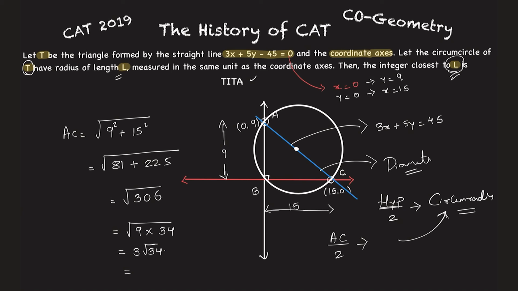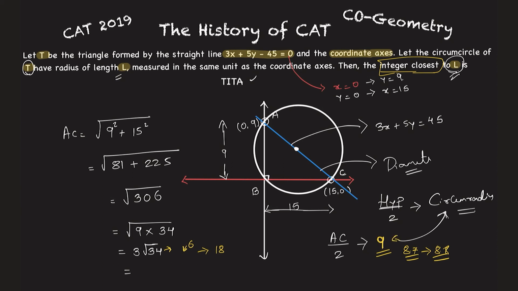So the square root of 34 is close to 6 but less than 6, because the square root of 36 is 6. If I consider this to be 6, 6 into 3 will be approximately equal to 18, and 18 divided by 2 will be equal to 9. But this will not be exactly 9, it will be slightly less than 9, say 8.7 or 8.8. But they didn't ask you that answer, they ask for the integer closest to L, and that will be 9, because your answer will be 8.7 or 8.8.